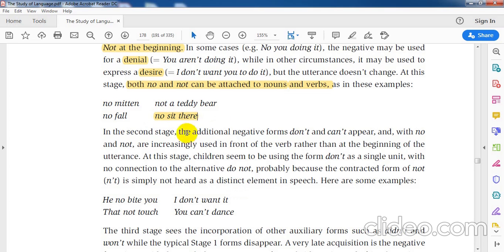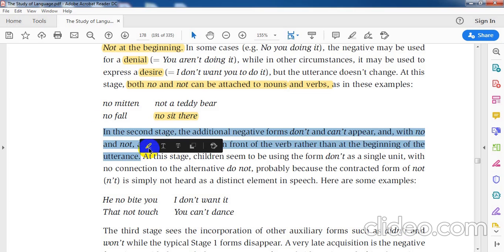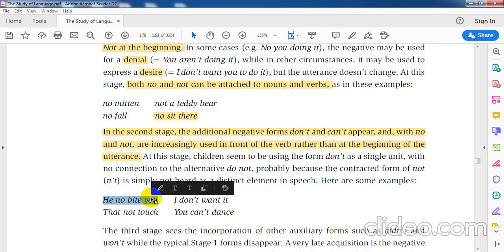For the second stage, there is an additional usage in the formation of the negative, and this occurs between 22 and 30 months. In the second stage, additional negative forms like don't and can't appear, with no and not together, increasingly used in front of the verb rather than at the beginning of the utterance. Let's see: "He no bite you."